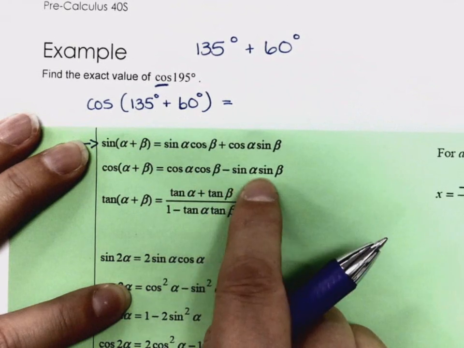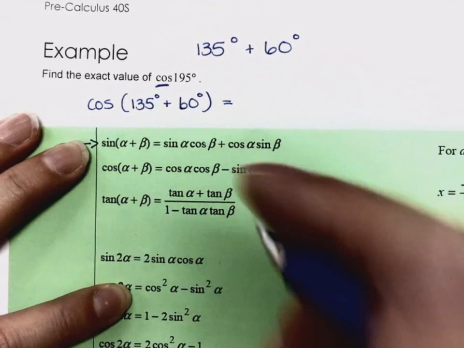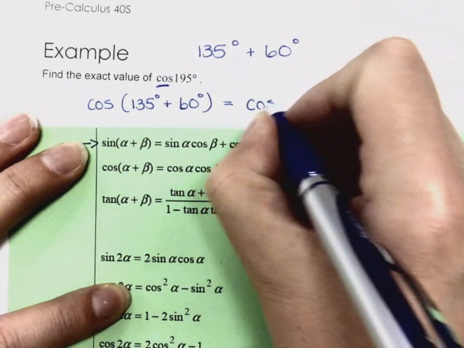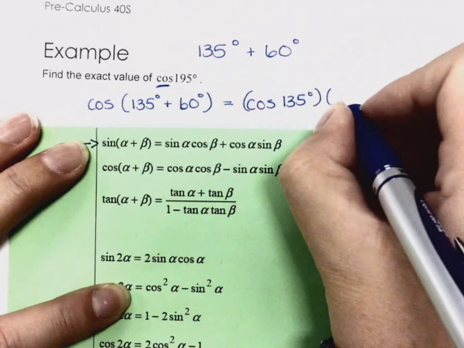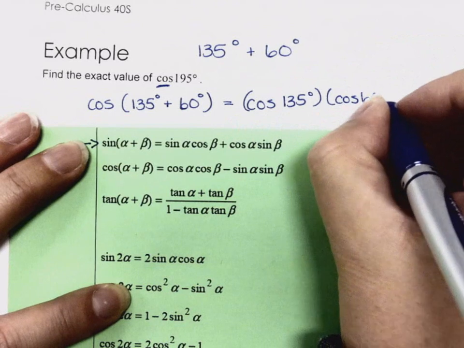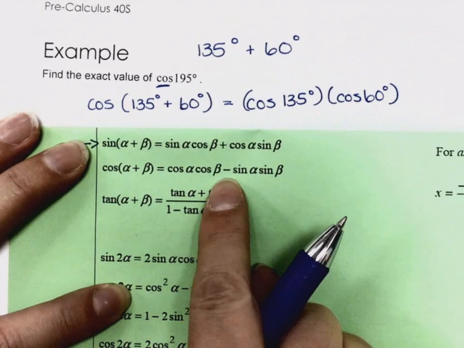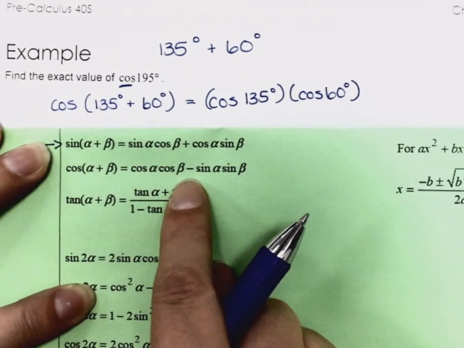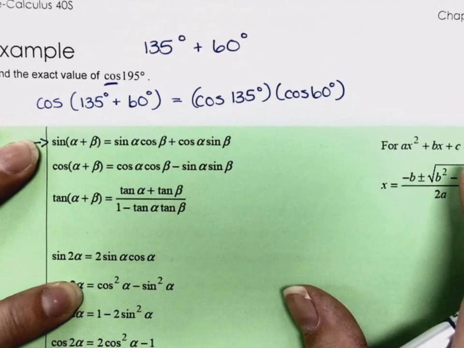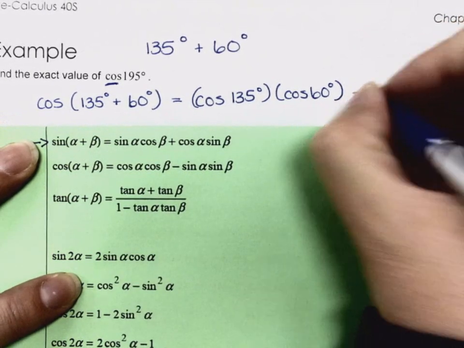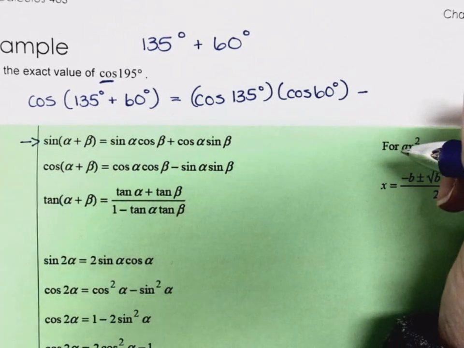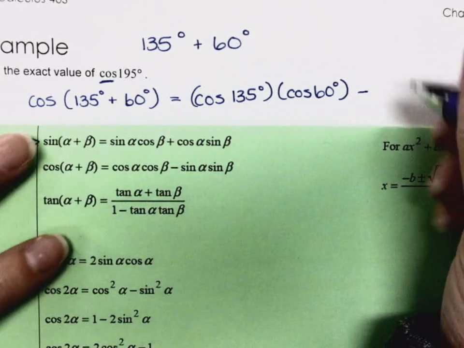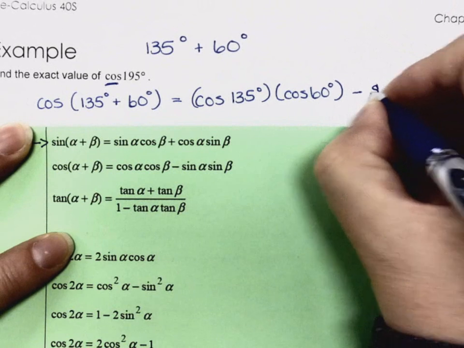It's cos cos, sine sine. So cos of 135 degrees times cos of 60 degrees. And oddly enough, it's a subtract sign in this one, for the sum identity. I know that messes with your mind. I have no tips and tricks on how to remember these. They're going to be on your formula sheet. I would recommend you always refer to your formula sheet.